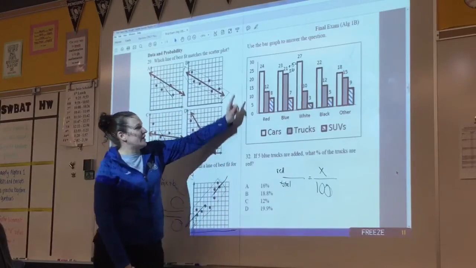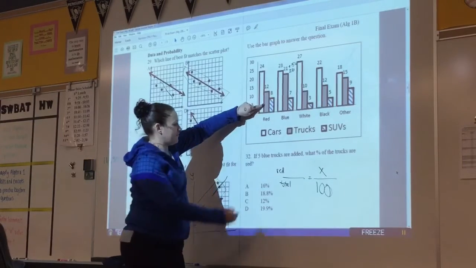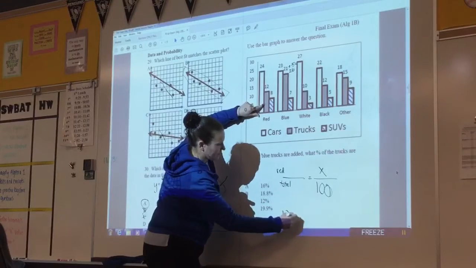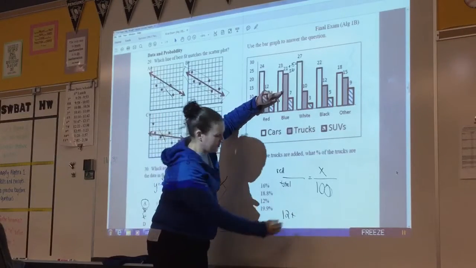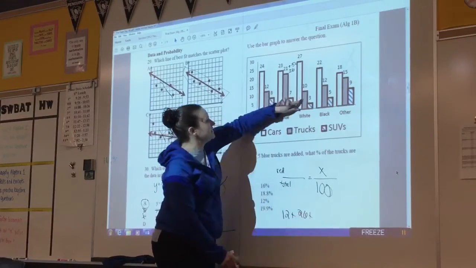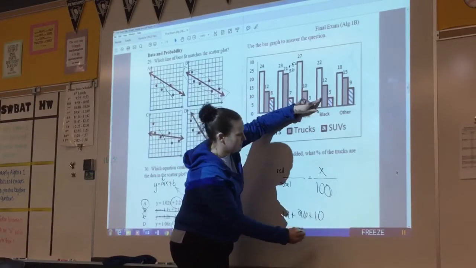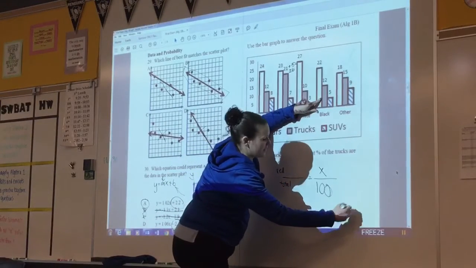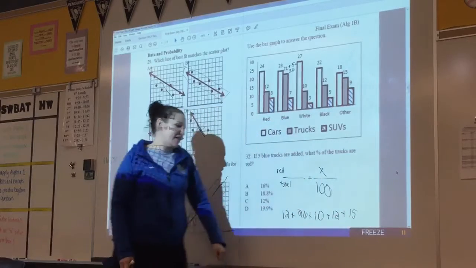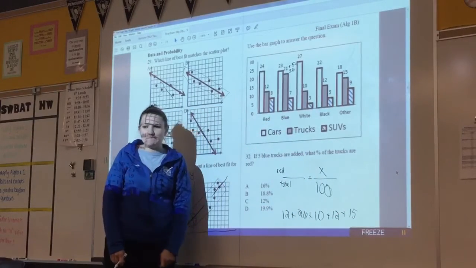So trucks, we have 12. Here we're going to have 26 because we had to add that 5. We have 10 here. Another 12. And then lastly, we have 15. Add it together. Tell me what you got.